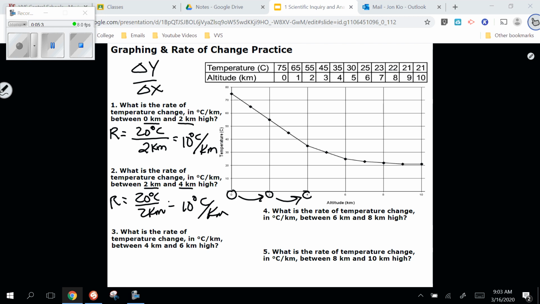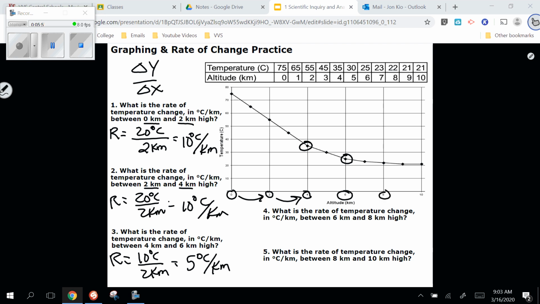But notice what happens when we go from 4 to 6. We go from 35 to 25. It doesn't drop down as much. The temperature only drops 10 degrees, not 20 degrees. The slope is not as steep, so your answer is not going to be as big. You're going to get 10 degrees, still 2 kilometers of altitude, so now it's 5 degrees per kilometer.